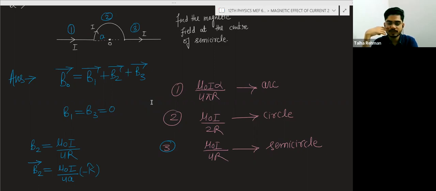And today we will discuss one very important derivation. It is the magnetic field on the axis of a circular coil.